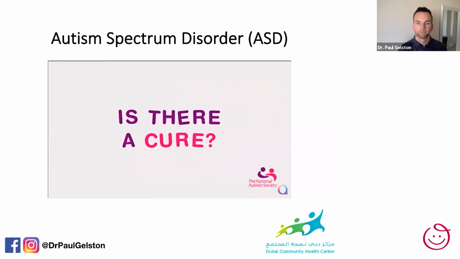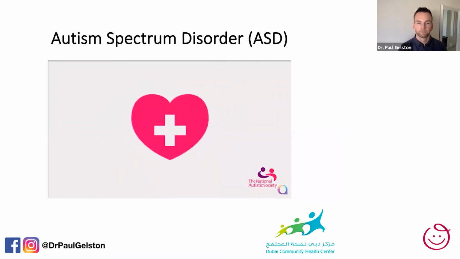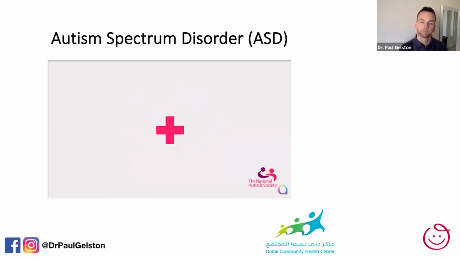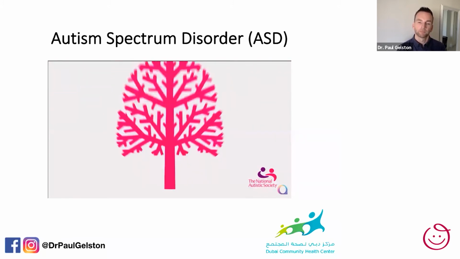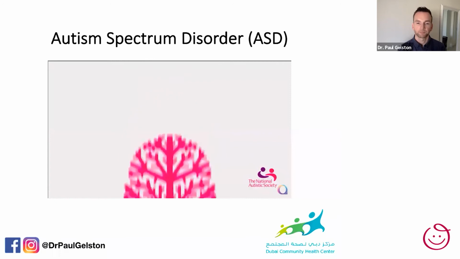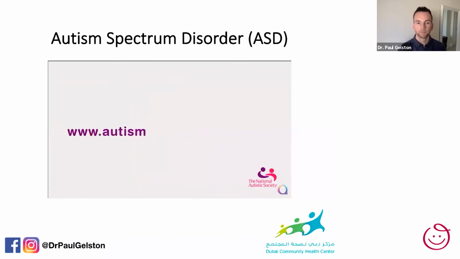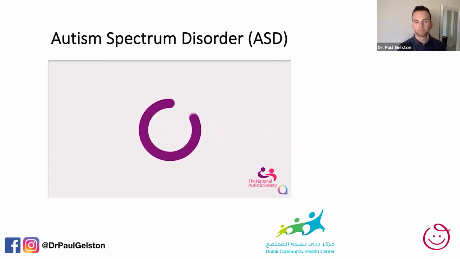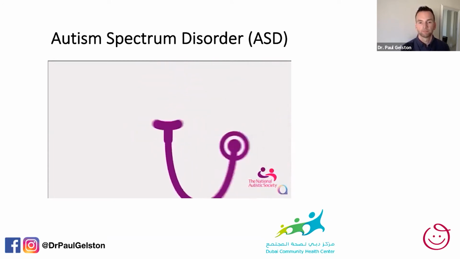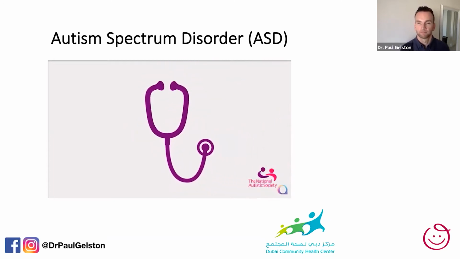Is there a cure? There is no cure for autism, but there are interventions that enable learning and development which may be helpful. You can find out more by going to www.autism.org.uk/approaches. Diagnosis. If you or someone you know thinks they have autism, they can contact their GP, who can refer them to a specialist for diagnosis.